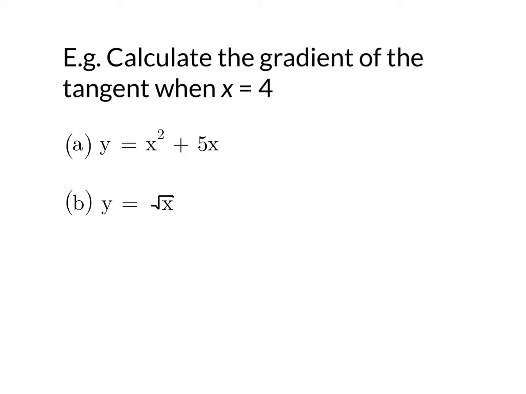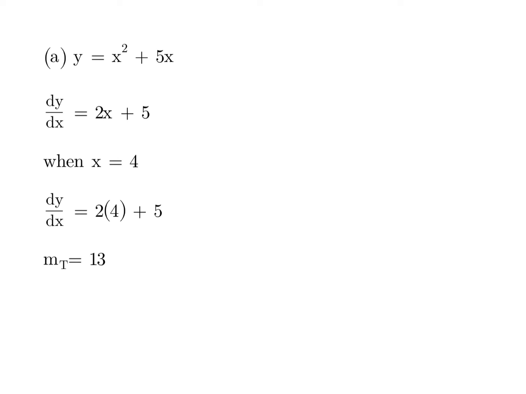So here's our example. We're going to calculate the gradient of the tangent when x equals 4. So we're doing the tangent first. We've got our two curves, y equals x squared plus 5x, and y equals the square root of x. For our first one, y equals x squared plus 5x.